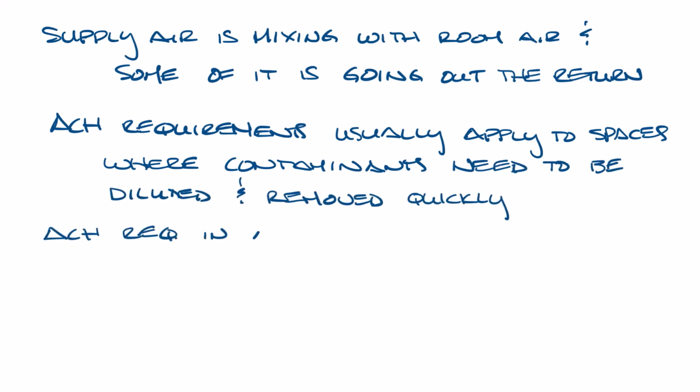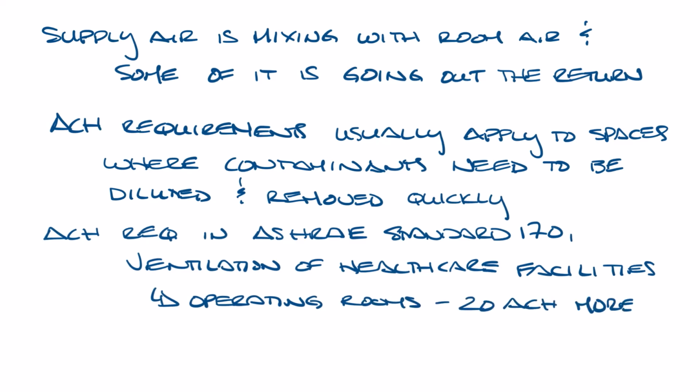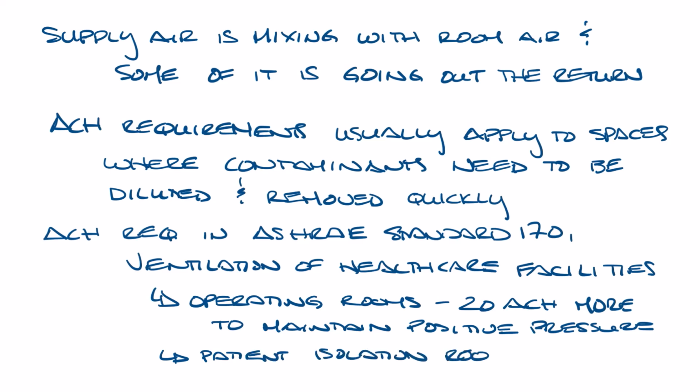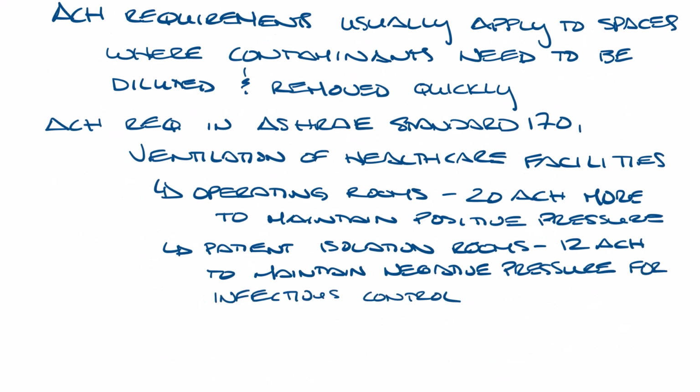For instance, there are ACH requirements in ASHRAE 170, ventilation of healthcare facilities. Some examples would be operating rooms often need 20 air changes per hour or more to maintain positive pressure, or patient isolation rooms require 12 air changes an hour to maintain negative pressure for infectious control. ICU and patient rooms typically require 6 air changes per hour.